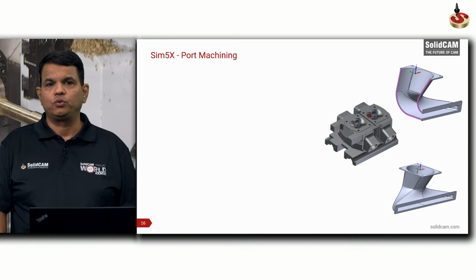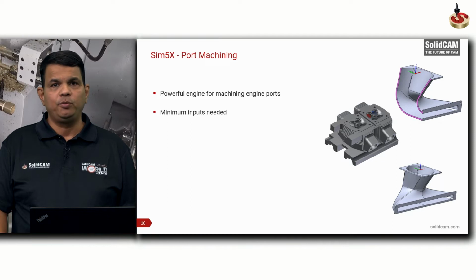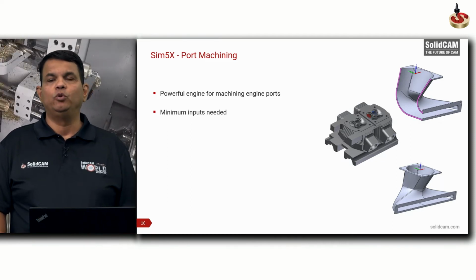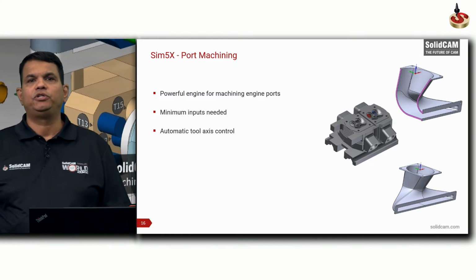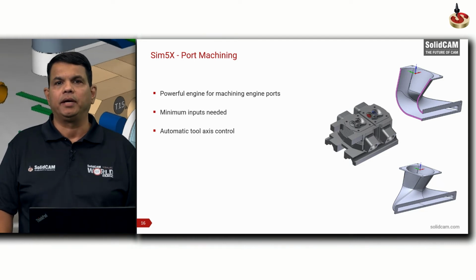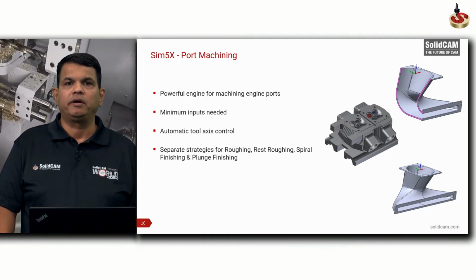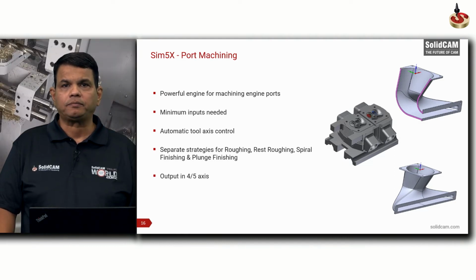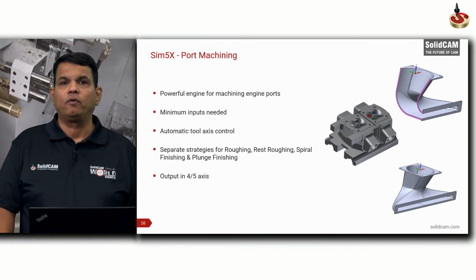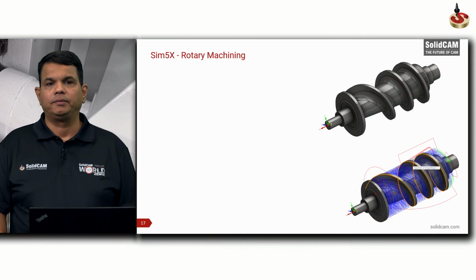We have port machining, the next one. It's a powerful engine for machining engine ports and tube kind of components. Minimum inputs, because it's an application-specific toolpath calculation engine. Automatic tool axis control, with no need for the user to define any geometry or supporting geometries. The tool axis is handled directly by SolidCAM automatically. And we have separate strategies for roughing, rest roughing, spiral finishing, and plunge finishing. These are all available in port machining. Unlike multi-blade, the output here can be in 4 and 5 axis. So you can choose in which axis you need the output, and you'll get the output in that format.